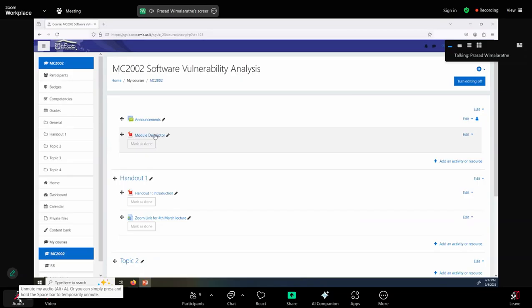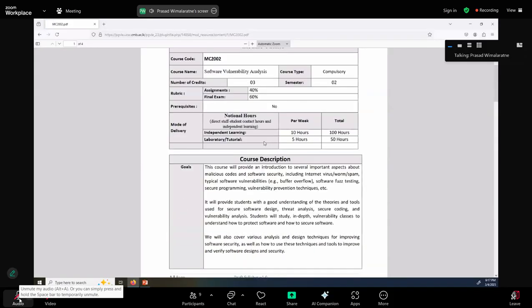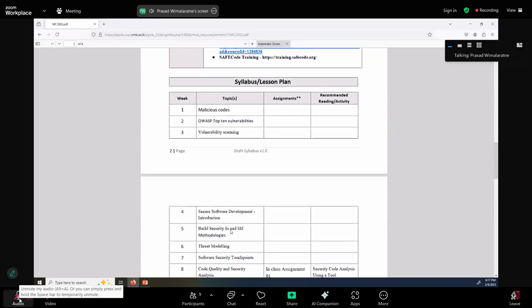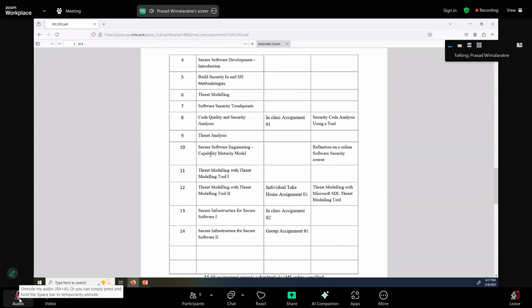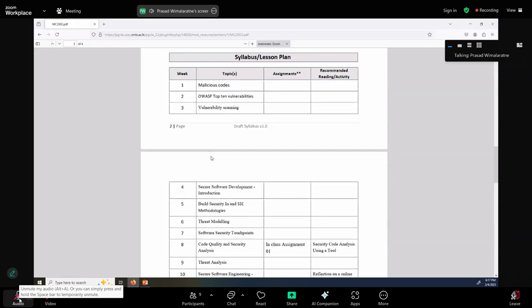So you have the module descriptor here, showing typical content, the learning outcomes and other things, and also indicative content. But we will deliver these areas not in a particular order, because this course will be jointly delivered by Mr. Kenneth and myself. So there are topics delivered by Kenneth, and there will be topics delivered by myself as well.